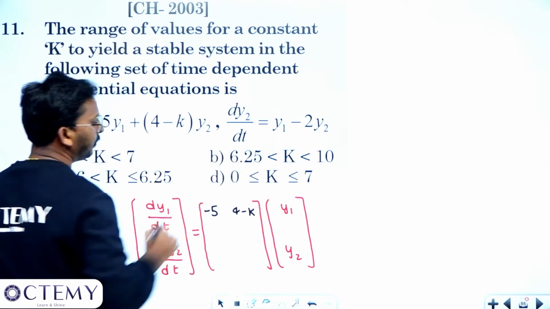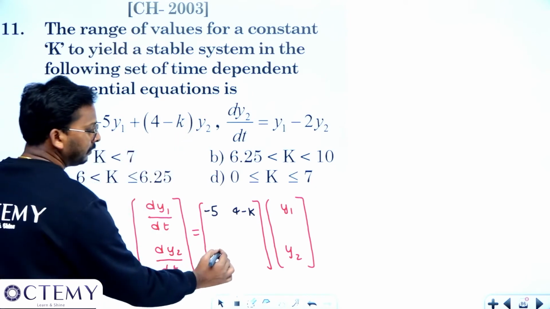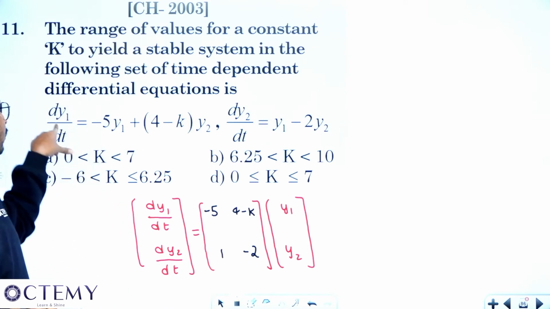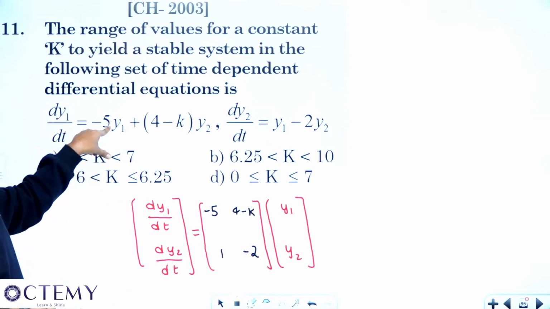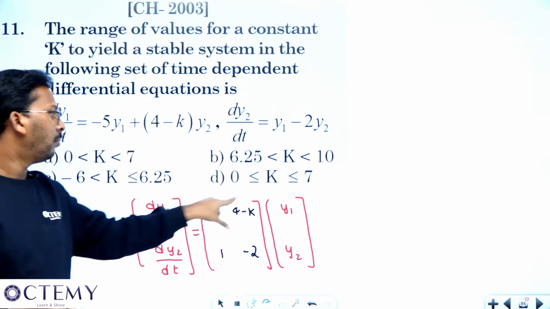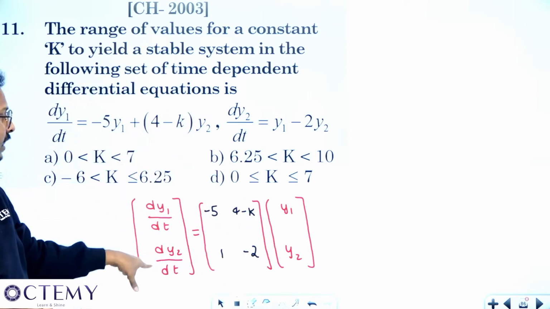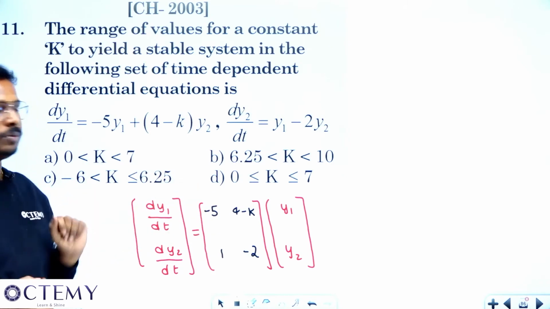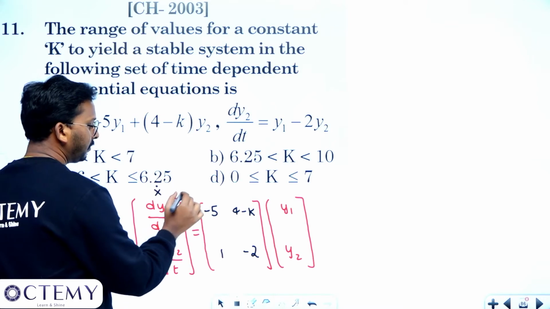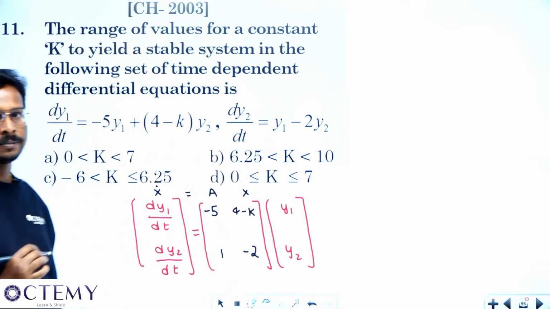and here what you have, 4 minus k. Similarly, here dy2 by dt is equal to 1 minus 2. See, if you do the multiplication, you will get the same thing. So dy1 by dt is equal to minus 5y1 plus (4 minus k) y2. Similarly, dy2 by dt is equal to y1 minus 2y2, right? This is basically called x dot is equal to Ax, the homogeneous state space equation.